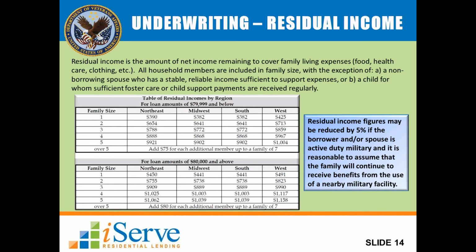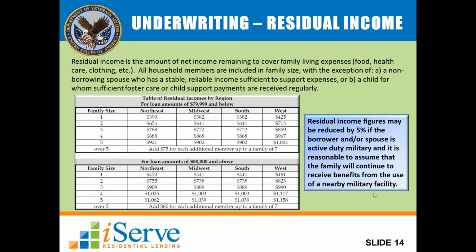The other thing I wanted to mention is that in some cases, let's say, for example, a manual underwrite over 41% DTI, it's going to take an act of Congress if they don't meet the residual income limitation or requirements. So keep that in mind, especially on those manual underwrites. I mean, we need all the strength we can get.